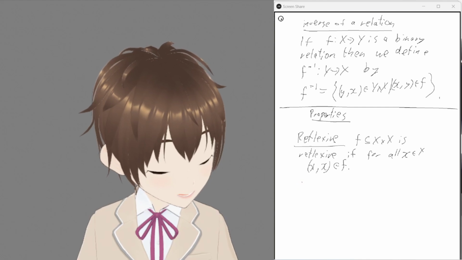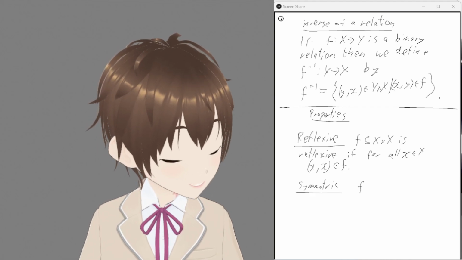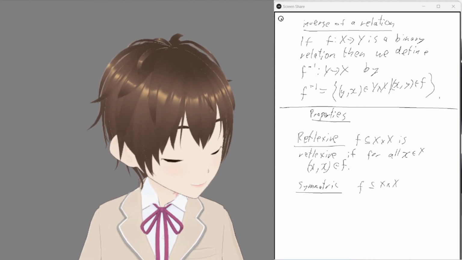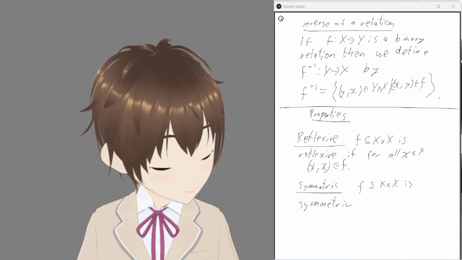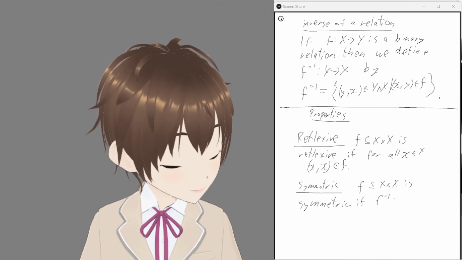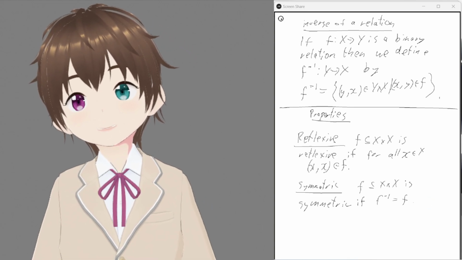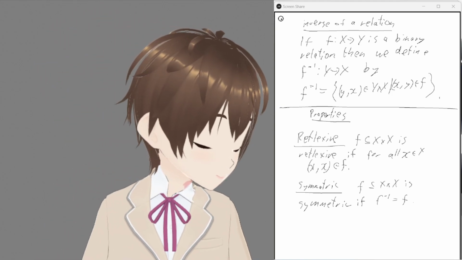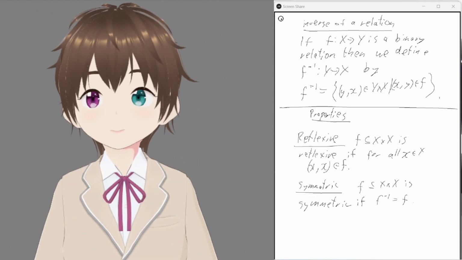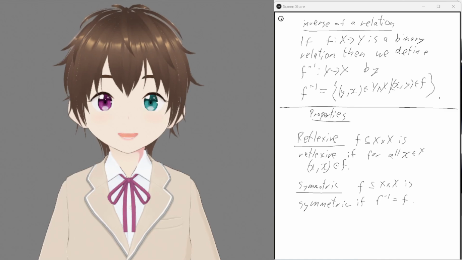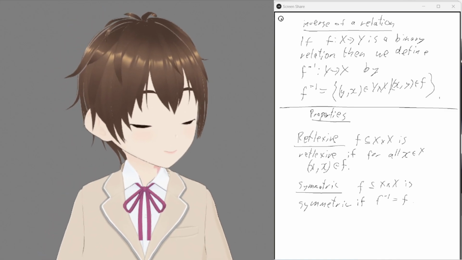The next one I want to talk about is being symmetric, which is why I defined inverse a second ago. So F, a subset of X times X, is symmetric if F inverse equals F. So every pair in F has its reverse also in F and vice versa. This is what notions of equality have: if a equals b, then b equals a. We just want to talk about things which have this notion of reversibility.